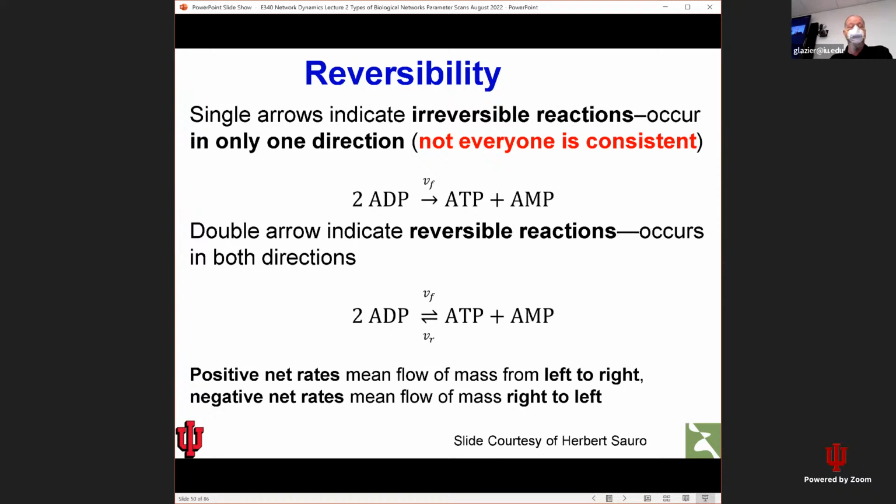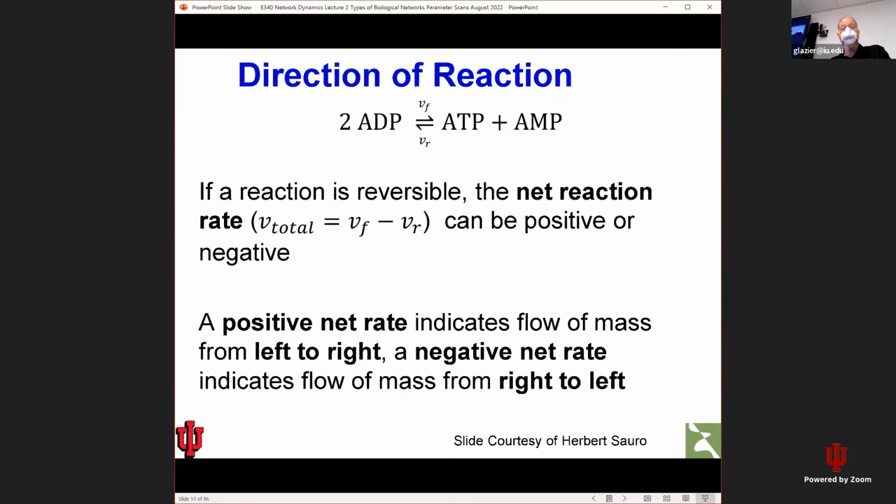Typically, we will actually write a reversible reaction as two separate lines. We'd write 2 ADP goes to ATP plus AMP as one reaction, and then we write ATP plus AMP goes to 2 ADP as a separate line. There's a net rate of production, which is V forward minus V reverse. That can be positive or negative.